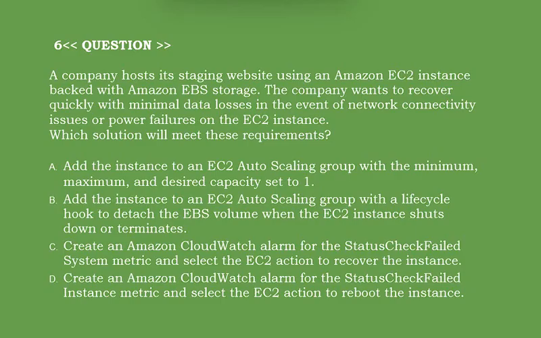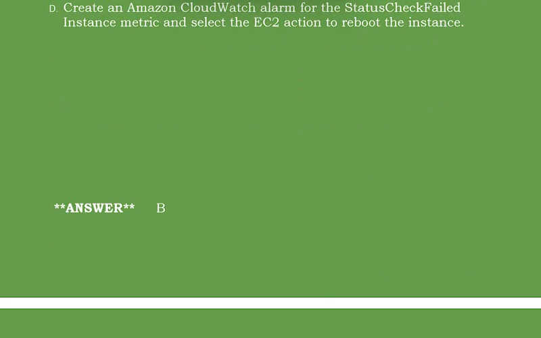Option C, create an Amazon CloudWatch alarm for the status check failed system metric and select the EC2 action to recover the instance. Option D, create an Amazon CloudWatch alarm for the status check failed instance metric and select the EC2 action to reboot the instance. Correct answer is option B.